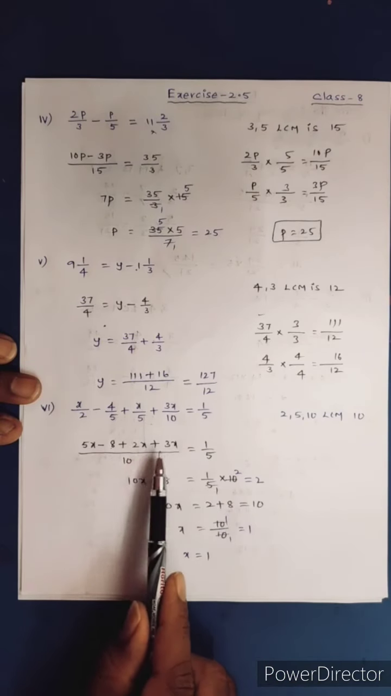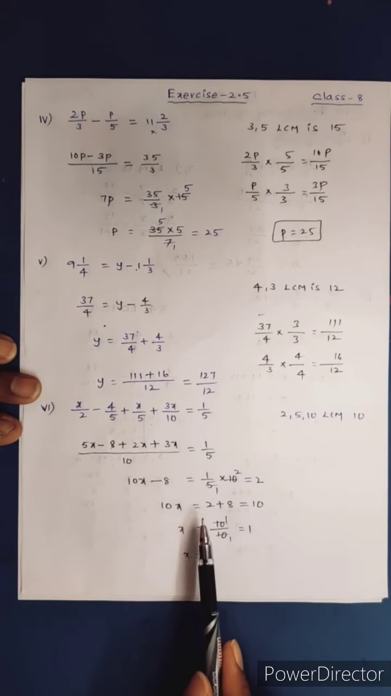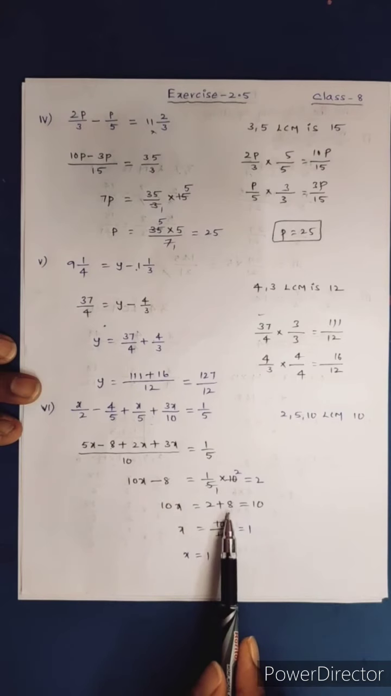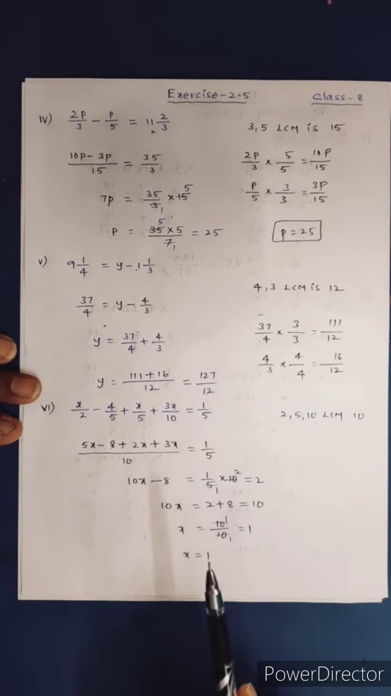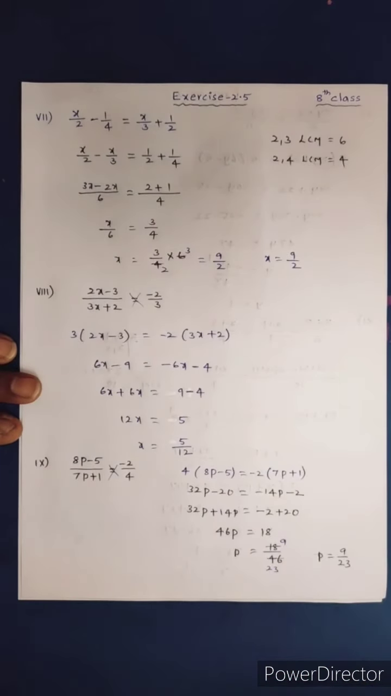Now 5x, 7x, 3x, 10x minus 8 is equal to 2. 10x is equal to 2, minus 8 goes to that side plus 8. 2 plus 8 gives 10. x is equal to 10 by 10. The x value is 1.